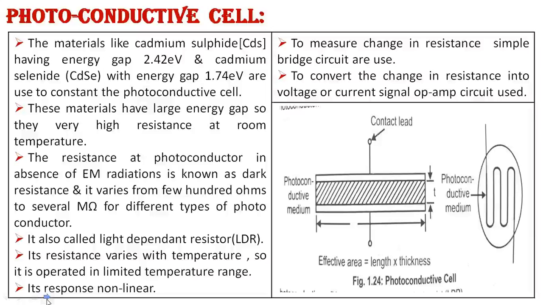Its response is non-linear. It measures change in resistance. Simple bridge circuits are used to convert the change in resistance into a voltage or current signal. Op-amp circuits are also used. So that is the diagram of the photoconductive cell.